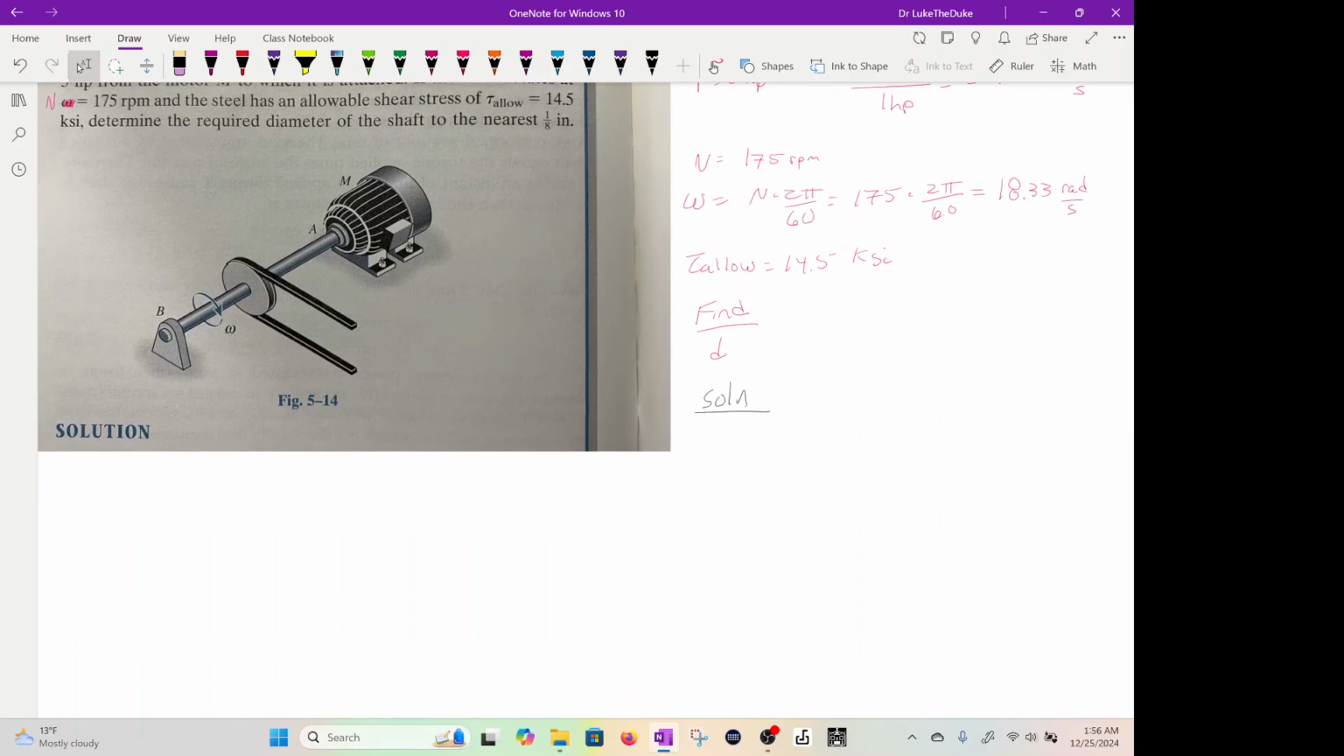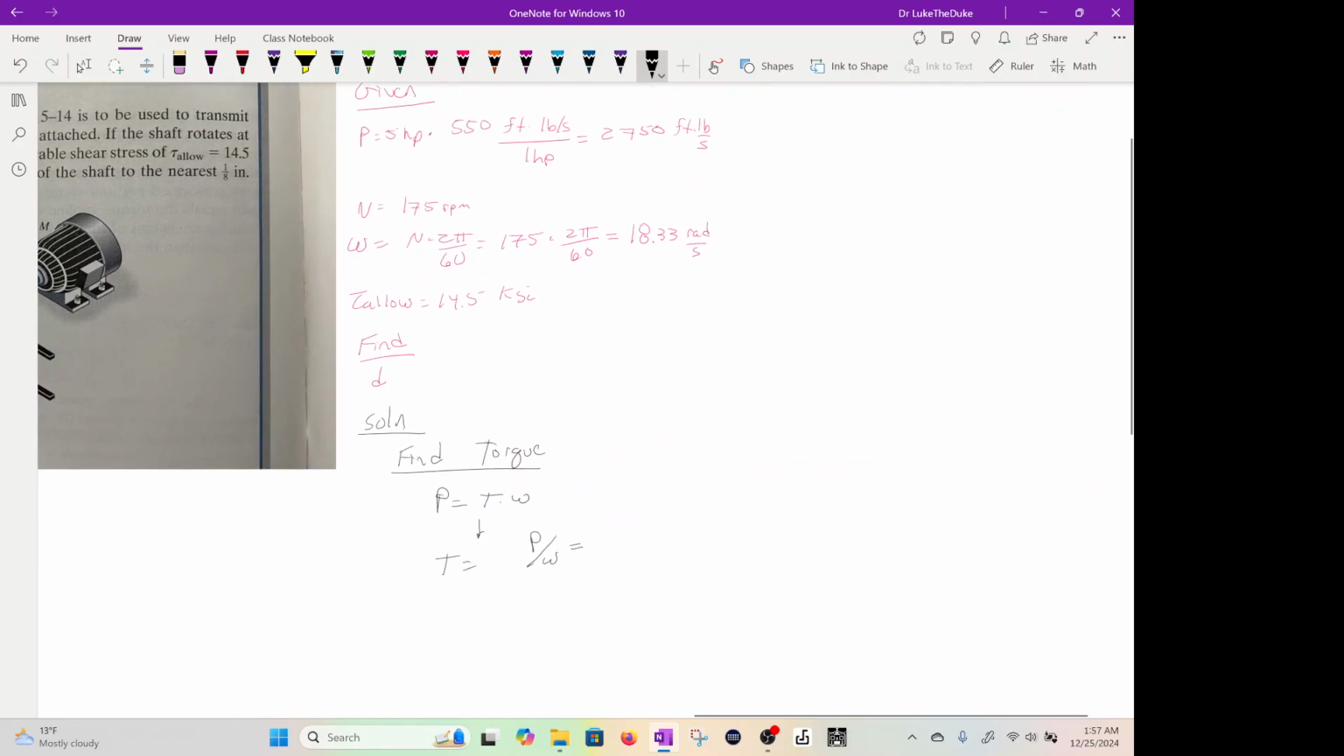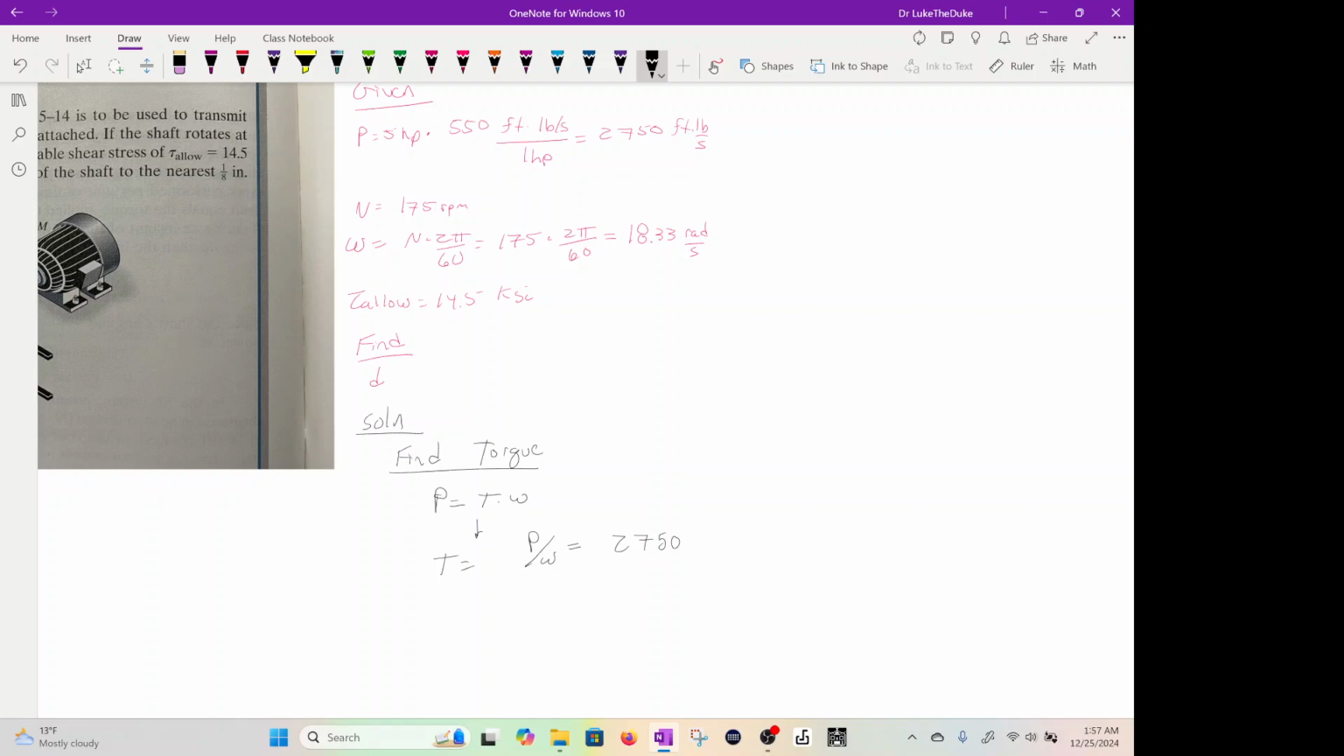Okay. So let's find torque. So P equals T times omega. The torque is therefore P over omega. So the power was 2750 foot-pounds per second divided by 18.33 radians per second. And the torque becomes 150 foot-pounds.